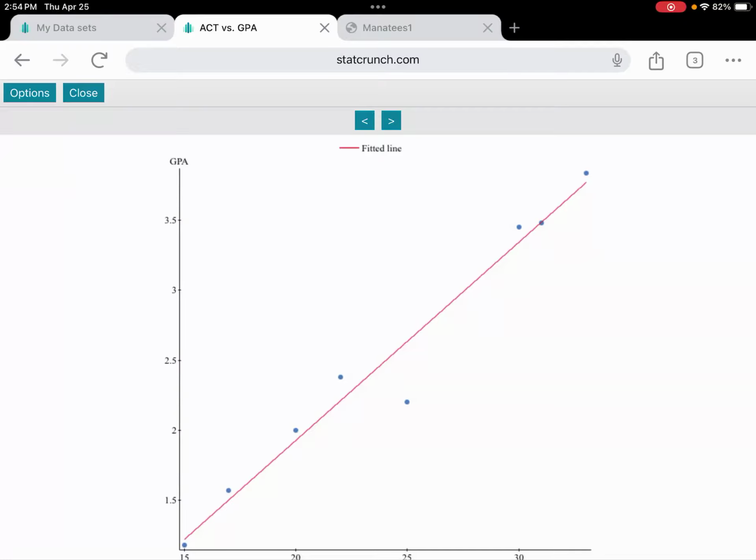From 15 to 33, the data looks very, very linear. Well, the problem is what happens from basically 33 to 36? The data plateaus, all right? It flattens out and the shape changes. And that's the problem with extrapolation. When you predict outside the range of your data, the prediction is not as reliable.